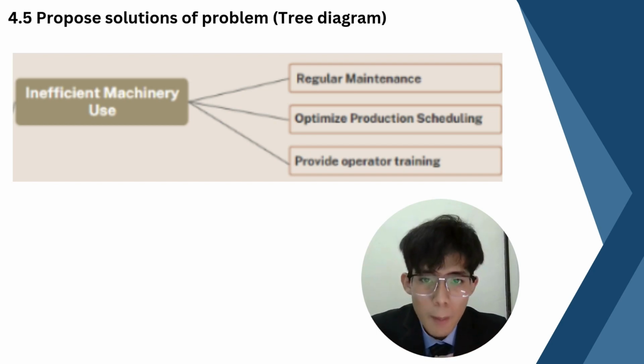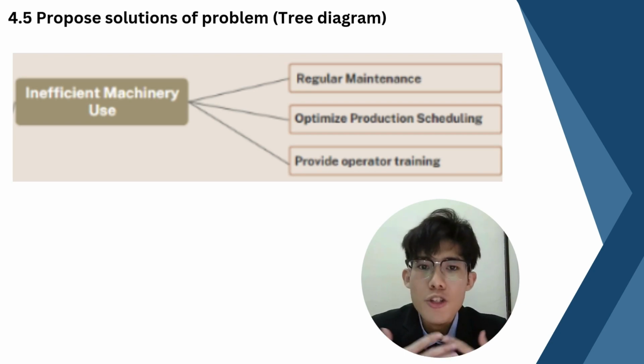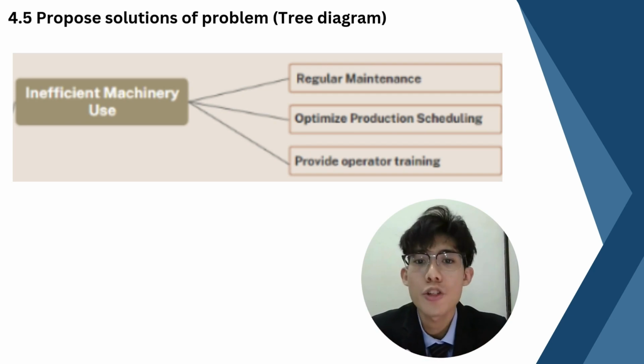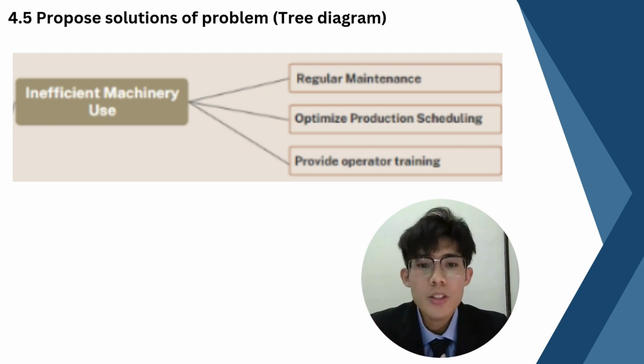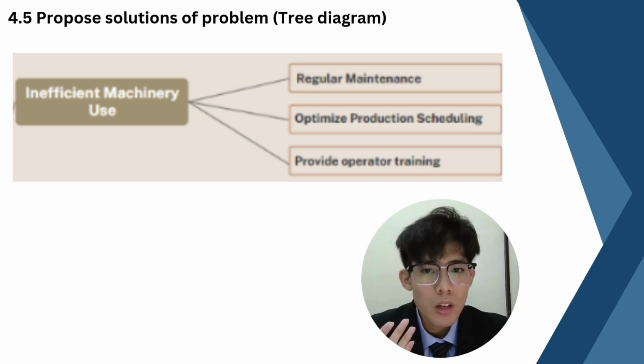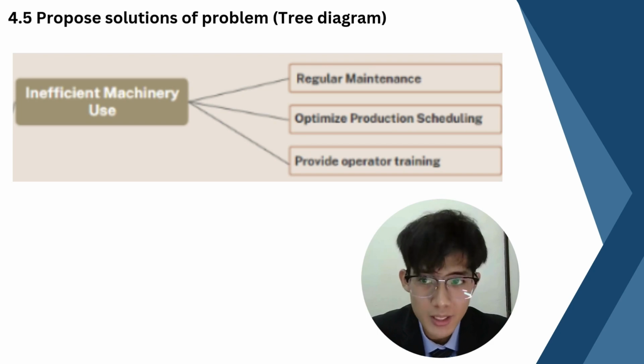First, regular maintenance, by implementing a robust preventive maintenance schedule to reduce unexpected breakdowns and ensure consistent production quality. For example, we can make regular checks and lubrication of CNC machines to prevent malfunctions and ensure precise operations. Secondly, optimizing production scheduling, using advanced scheduling software to minimize idle time and reduce bottlenecks. For example, real-time tracking tools to alert operators about maintenance needs or production priorities.